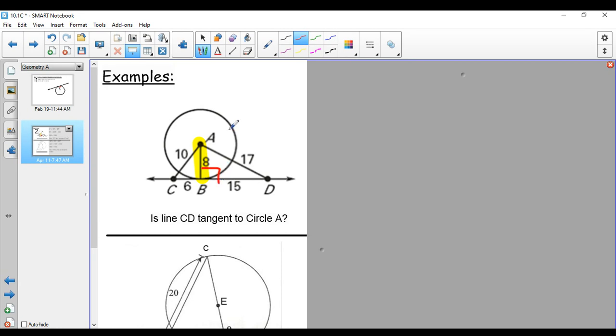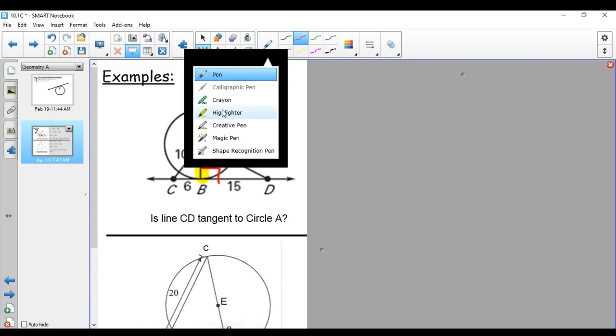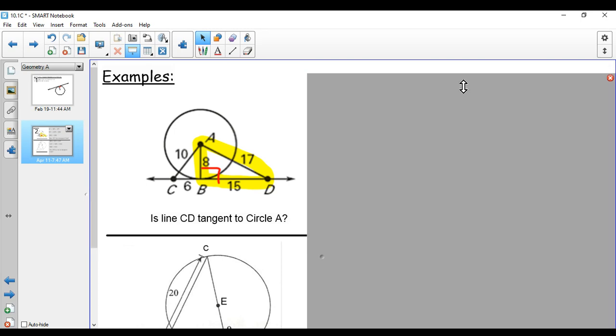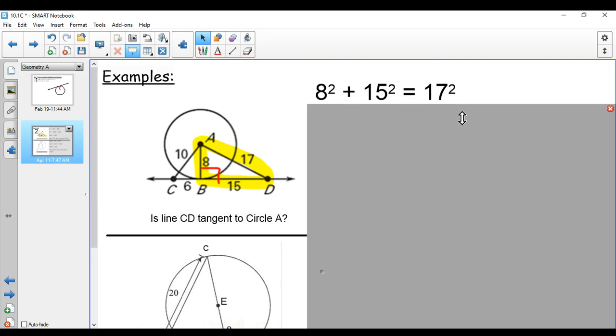So how can we check to see if that's a right angle or not? The way we can check is we can use this triangle right here and determine if it's a right triangle. And how do we know if it's a right triangle or not? We use the Pythagorean theorem. So let's try our Pythagorean theorem with 8 squared, 15 squared, and 17 squared. We want to see if they're actually equal or not.